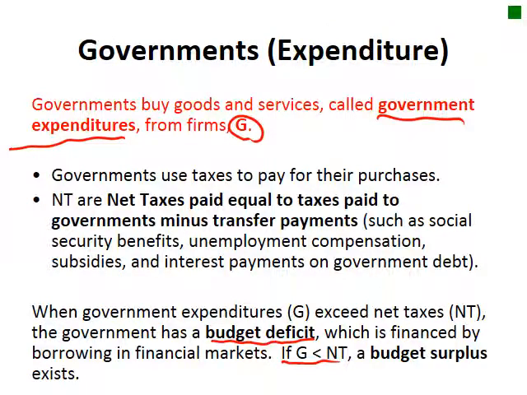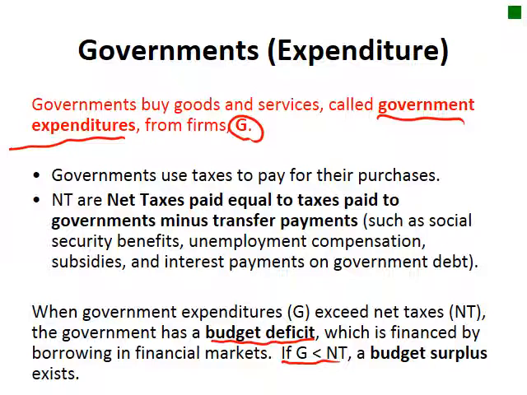Government expenditures. Governments buy goods and services from firms, called government expenditures, and we're going to call this G. Governments use taxes to pay for their purchases, and NT, or net taxes paid, is equal to taxes paid to governments minus transfer payments. Now, transfer payments are payments which are made without having goods and services given in return. So what could be transfer payments? They could be social security benefits, unemployment compensation, subsidies, interest payments on government debt, and so on.